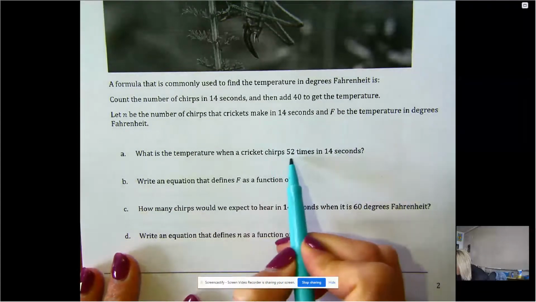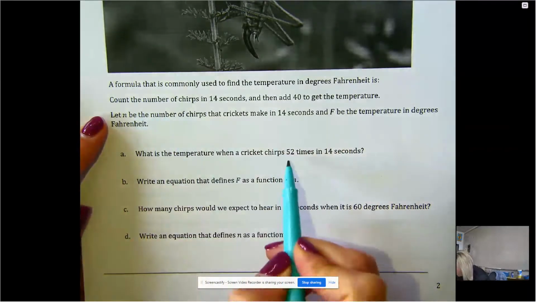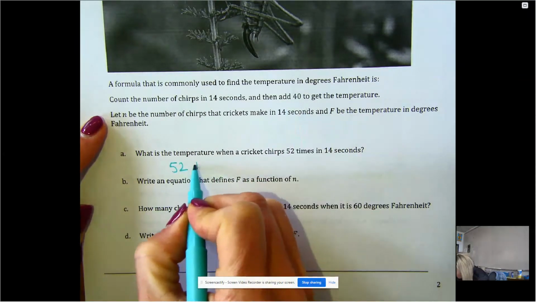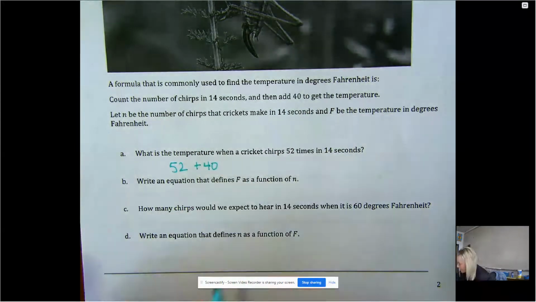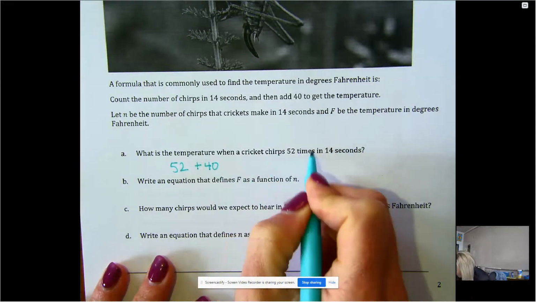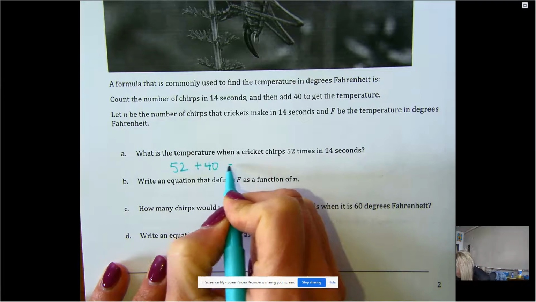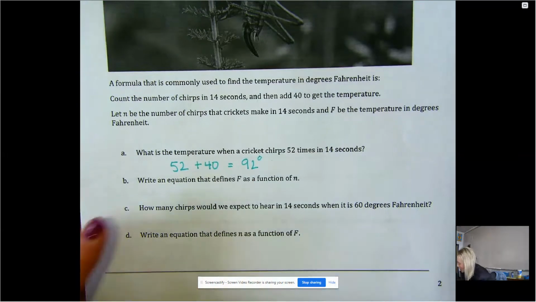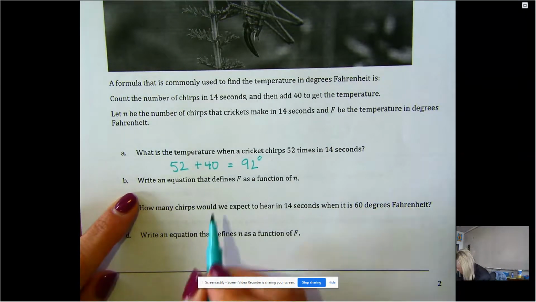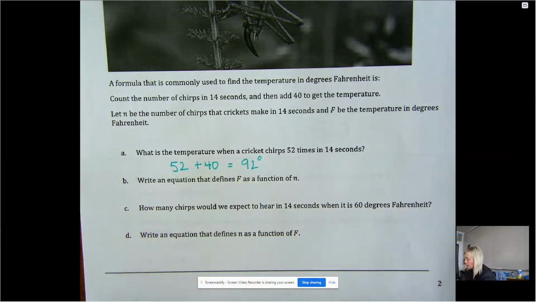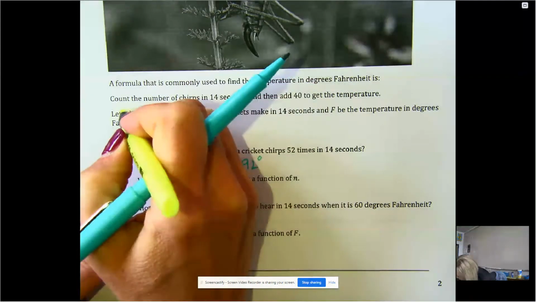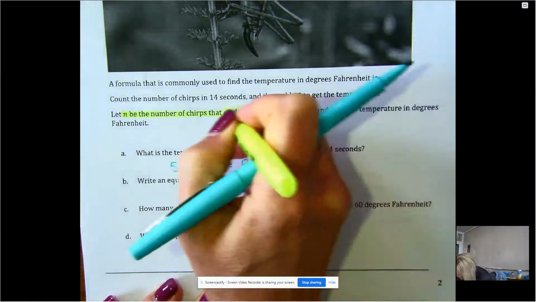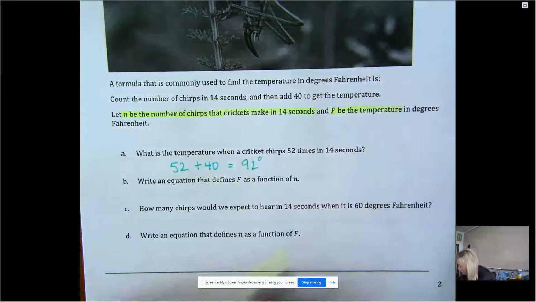So all we have to do is count up the number of chirps, it's 52, and then add 40. So if the number of chirps is 52, then the temperature is 92 degrees. Nice and warm. All right, for part B, write an equation that defines f as a function of n, and n is the number of chirps that the cricket makes in 14 seconds. And f is the temperature in Fahrenheit.